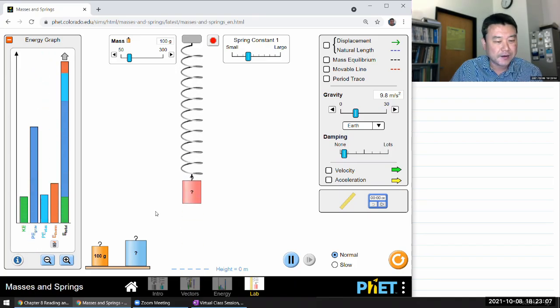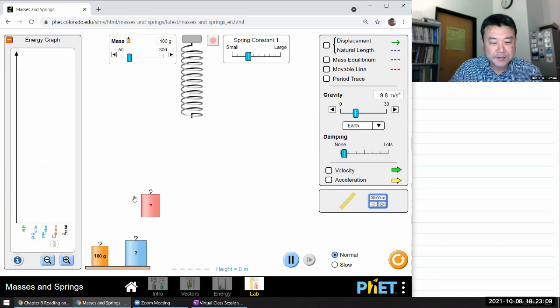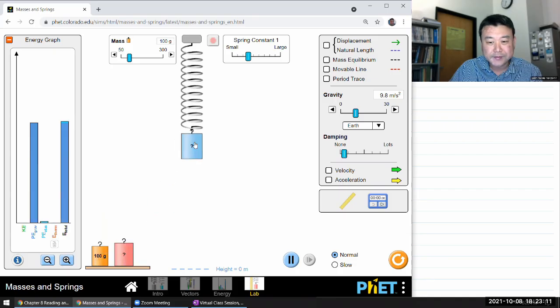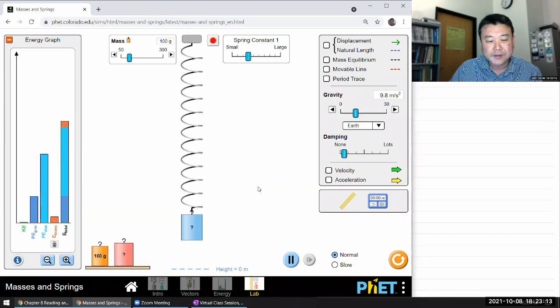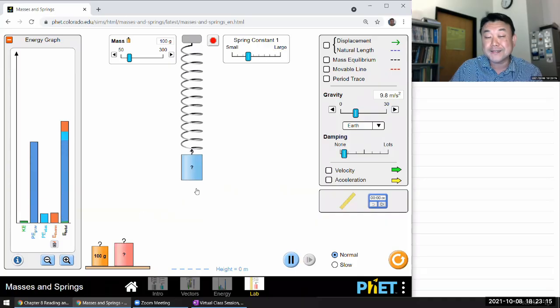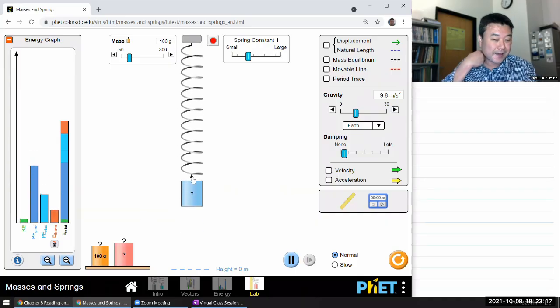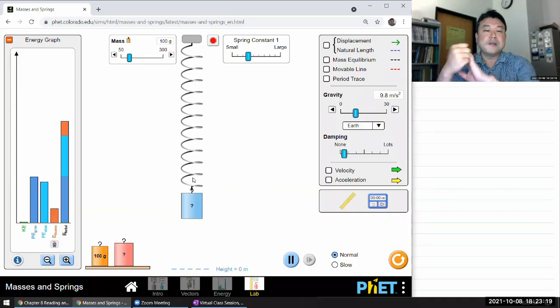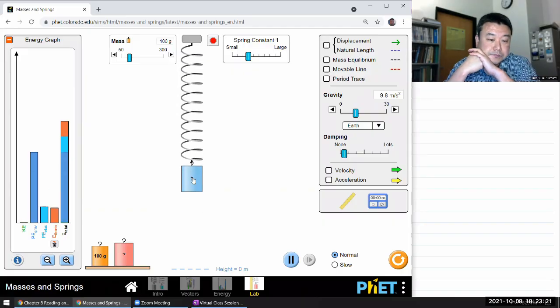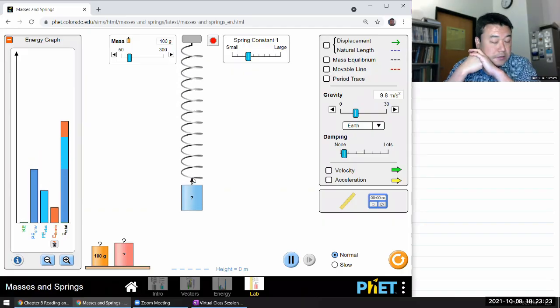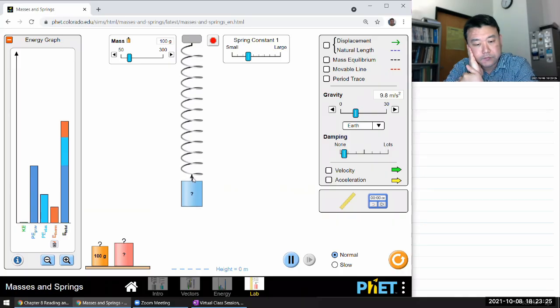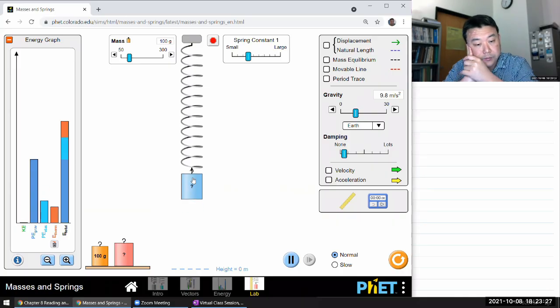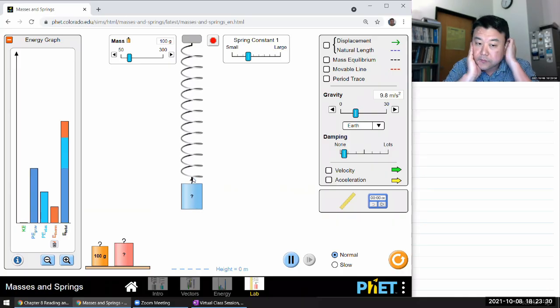Oh wow, that is large. Let me see how big the other mass is. Somehow they must have different densities. This is lighter. Okay, I think I can work with this one. So this is the kind of setup that we often deal with.